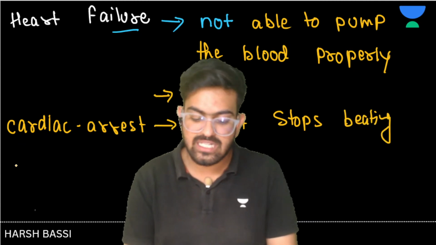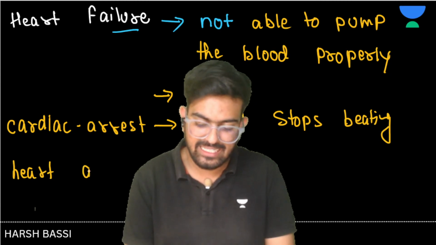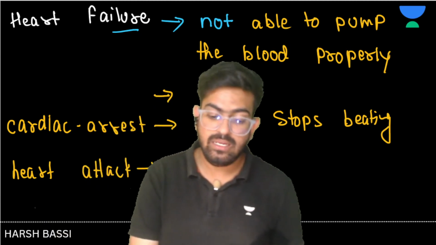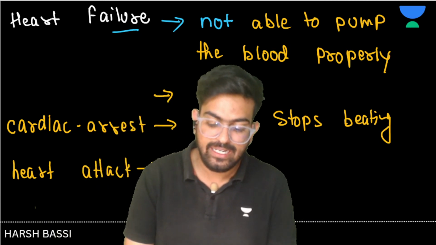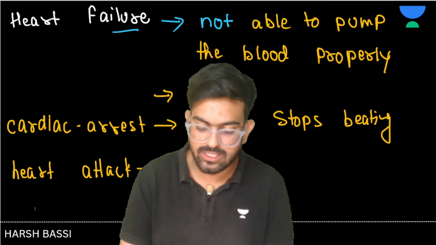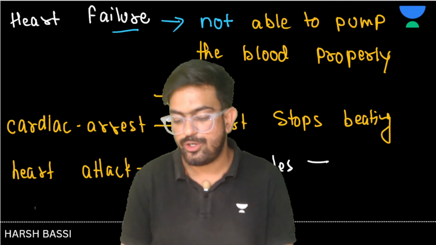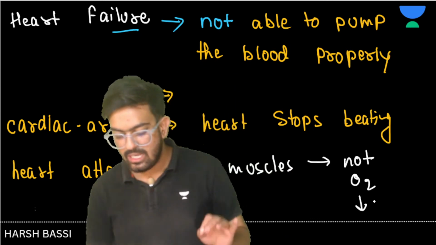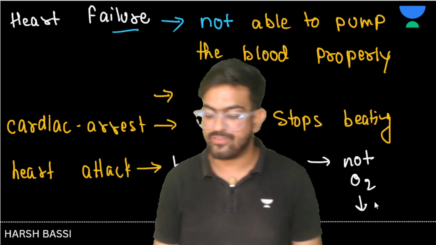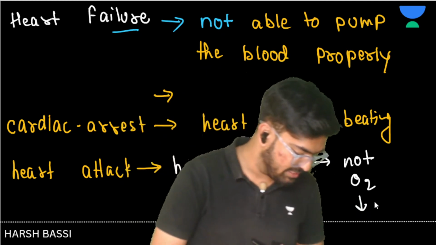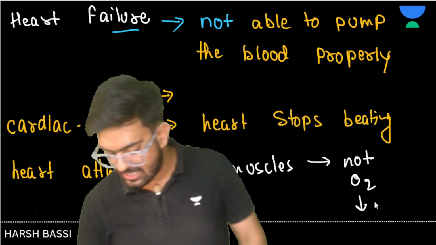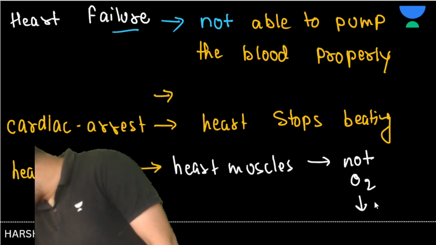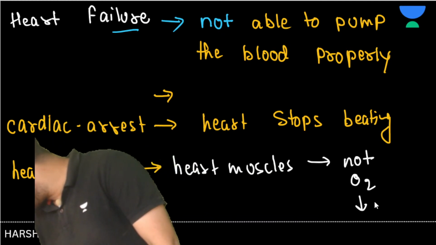And what is heart attack, bachcho? Heart attack is when the heart muscles are not getting proper oxygen, and that's why a heart attack takes place. Any doubts anywhere? Cardiac arrest and heart attack are different things, bachcho.